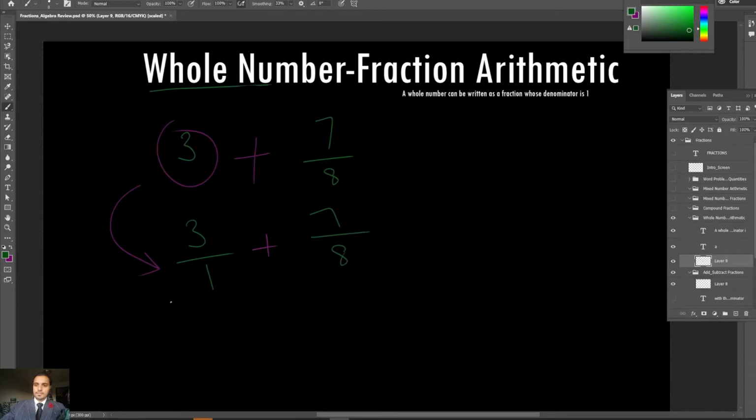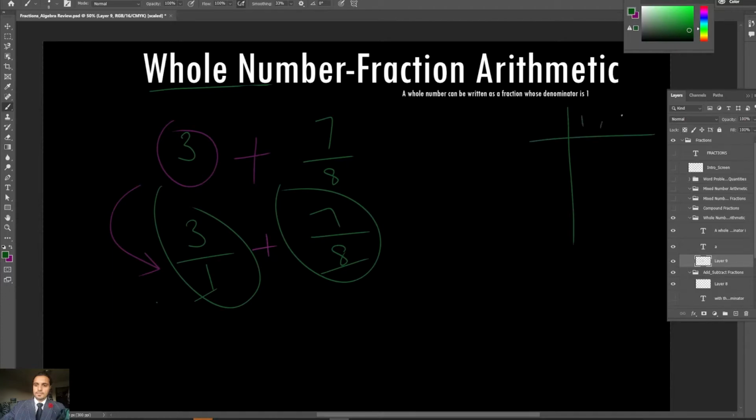And now when this is the case, we just do what we did in the last section. We just add this fraction with this fraction. First of all, we look at the denominators. The denominators are not the same. So we cannot just add 3 with 7. What we have to do is first find a common denominator. Okay, how do we do that? We find the least common multiple.